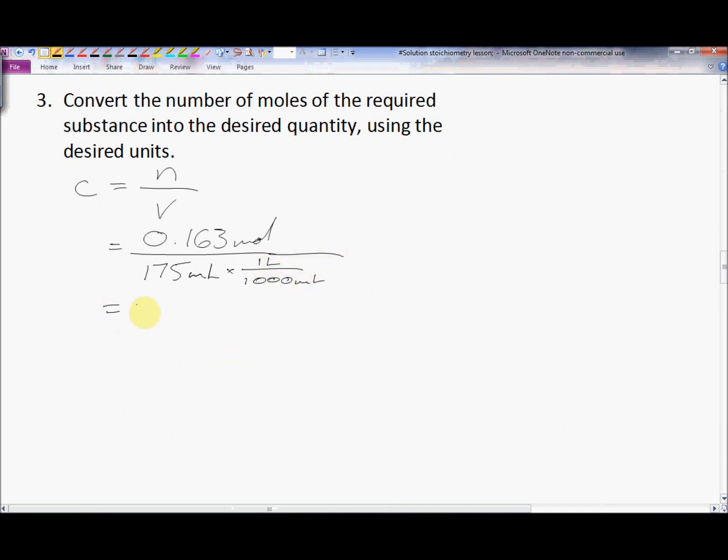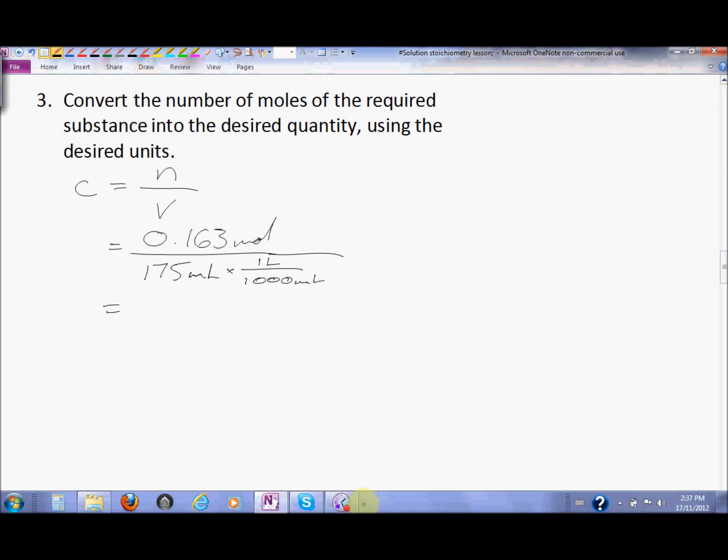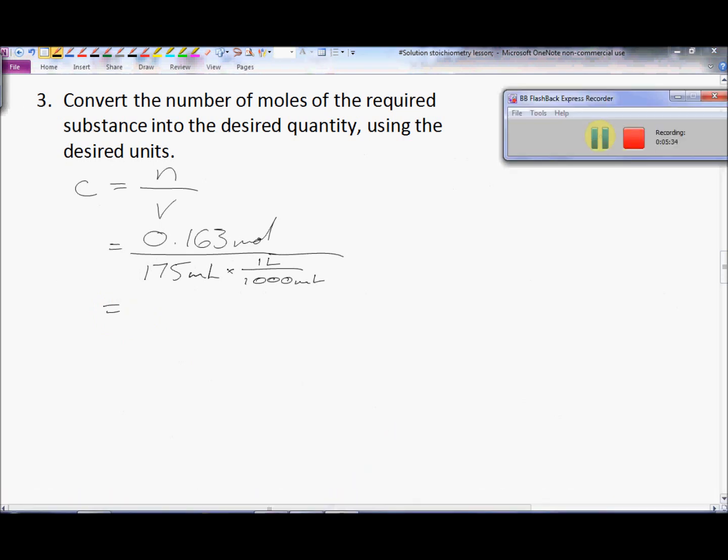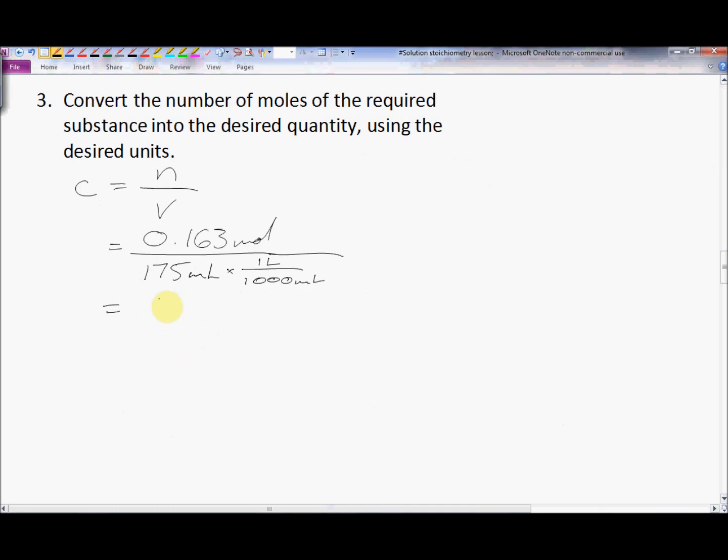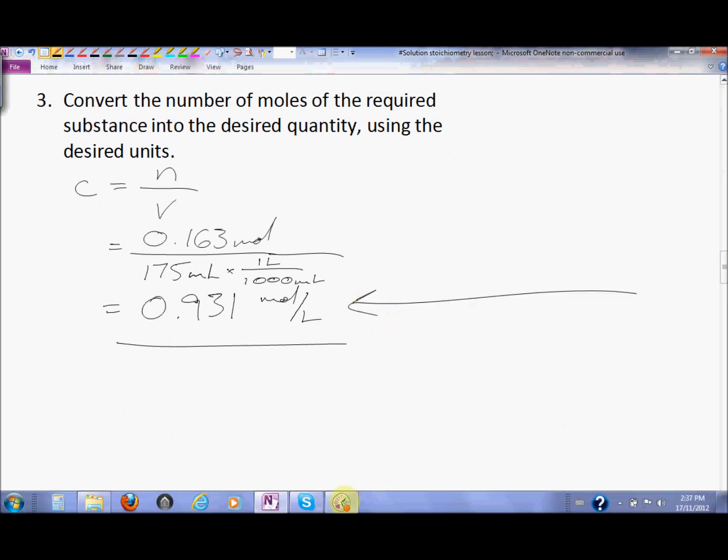Okay, and when we divide 0.163 by 0.175 liters, we find that the concentration of bromide ion is 0.931 moles per liter. Okay, so that was a very simple example of a solution stoichiometry question. We're going to get a little more complicated from here.